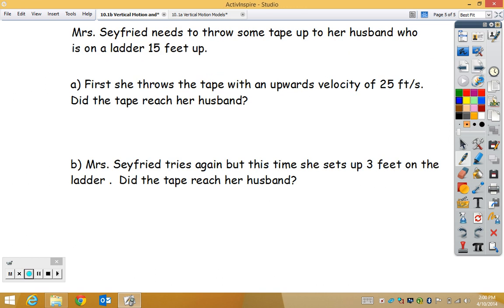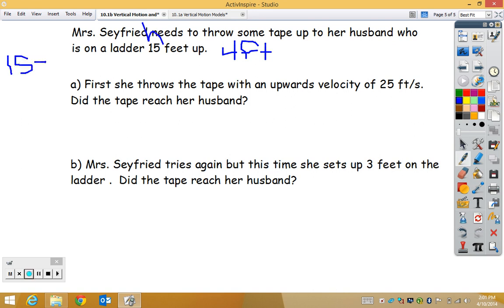Mrs. Seyfried needs to throw some tape up to her husband, who's at a ladder 15 feet tall. She first threw the tape at an upward velocity of 25 feet per second. Did the tape reach her husband? Again, I need to start from a certain height. I'm a little shorter, so I'm going to say I only started from 4 feet this time. My ending height in this case is 15, because that's where my husband's at.